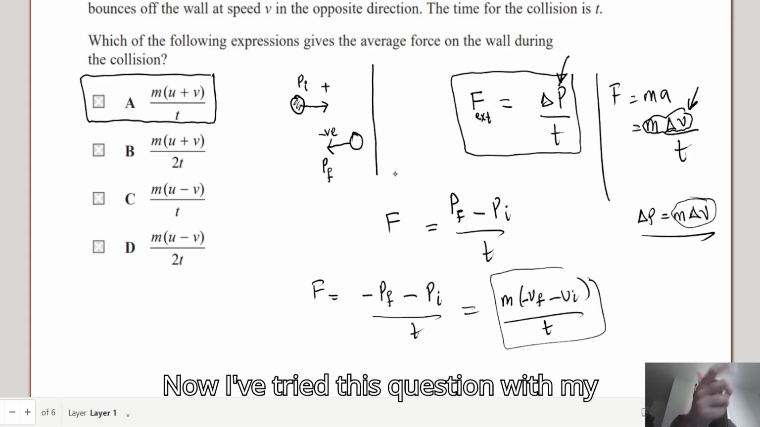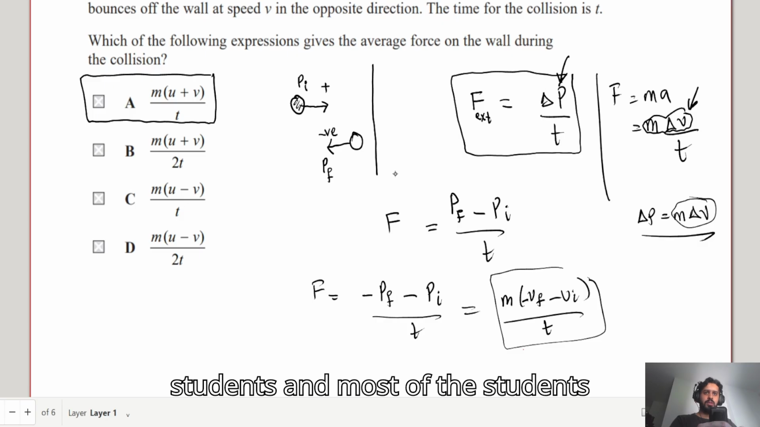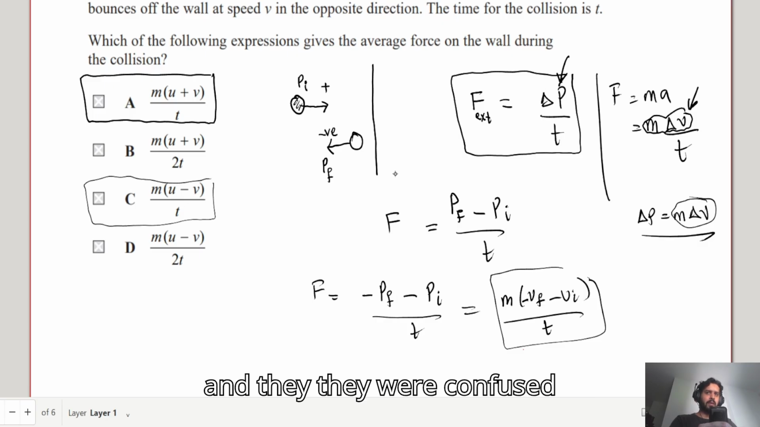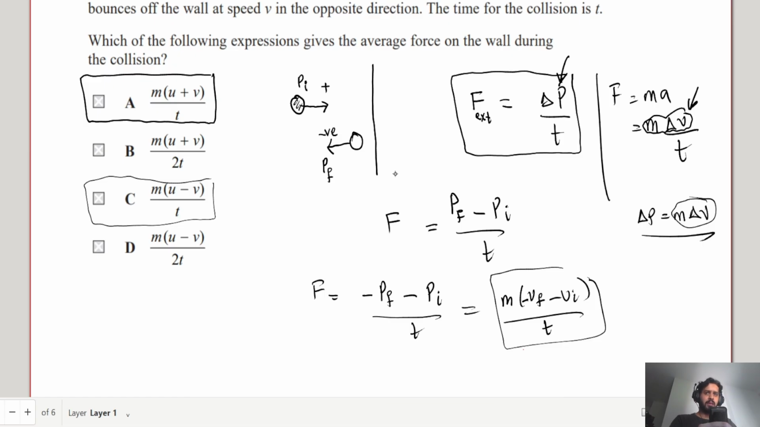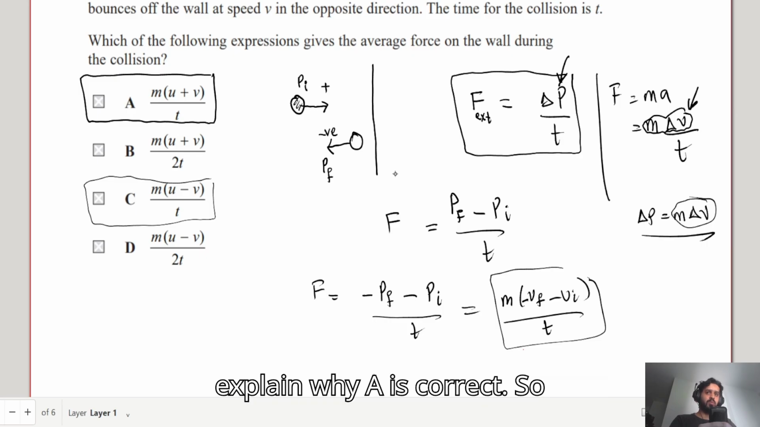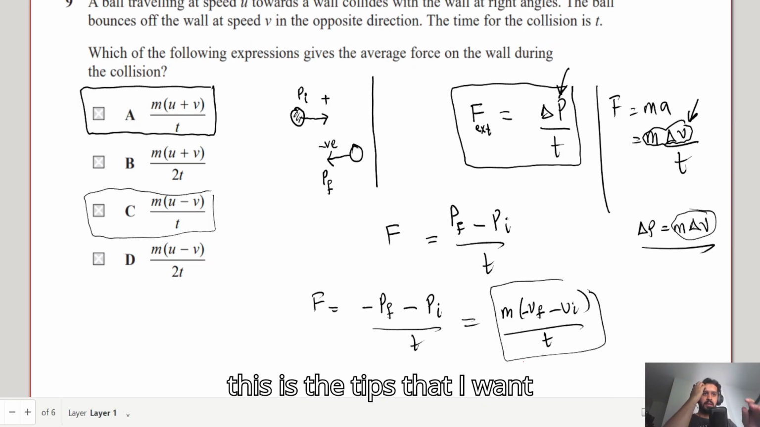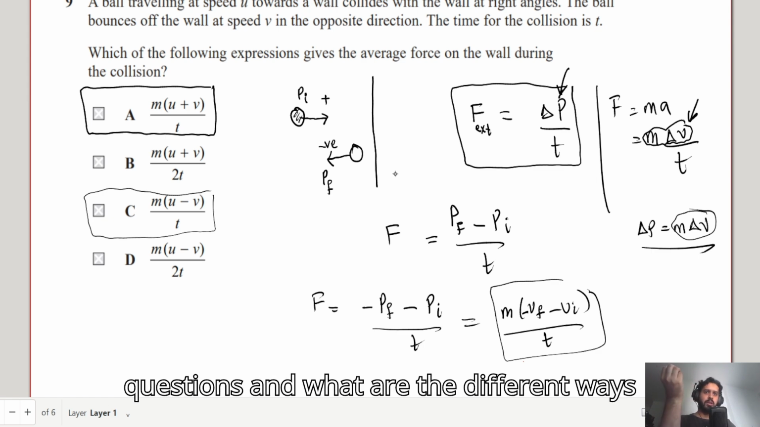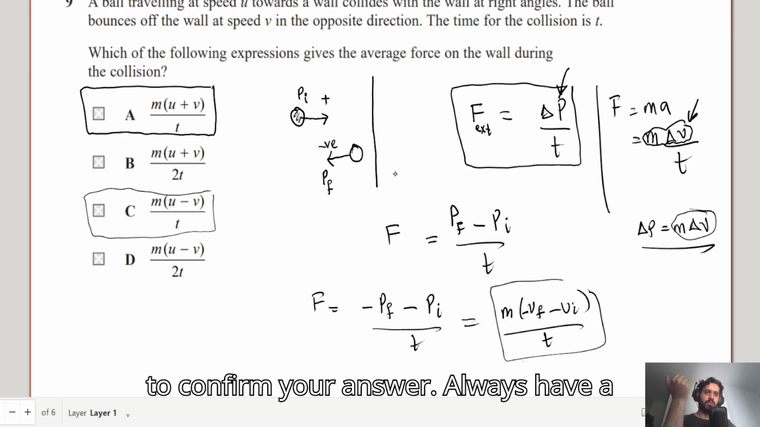Now, I've tried this question with my students, and most of the students selected C, and they were confused between A and C. Some got A as the right answer, but they couldn't explain why A is correct. So these are the tips that I want to share with you, how you can solve questions. What are the different ways to confirm your answer?